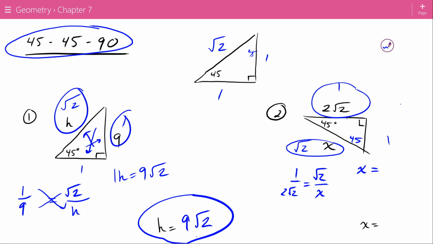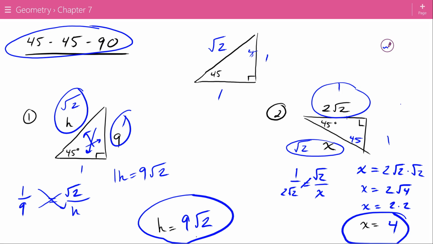So we cross multiply, we get 1 times x is just x, and 2 root 2 times root 2 can be simplified into 2 times square root of 4, which is really just 2 times 2, which means x equals 4. And that's how we would use the 45, 45, 90s if you're given a leg and you're asked to find the hypotenuse.